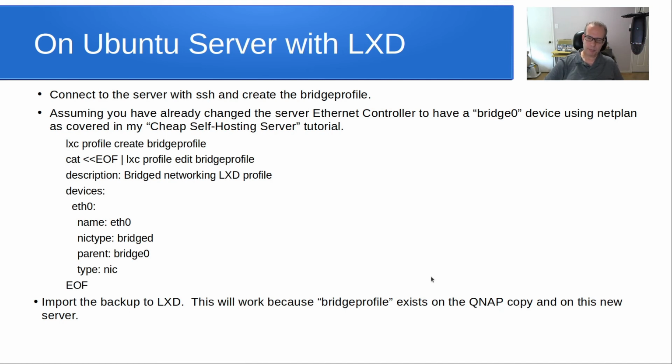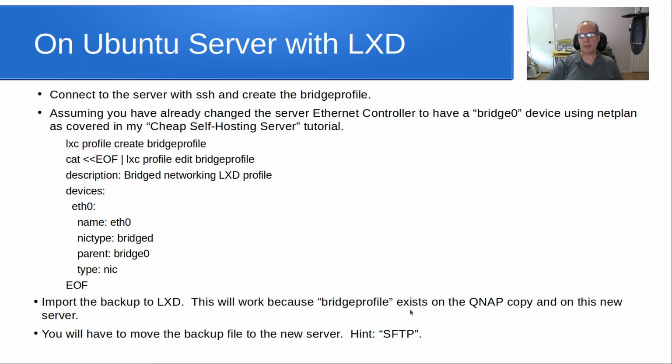So you're going to have to move the backup to the new server, and one of the hints is use SFTP, a simple file transfer protocol. I've got several videos where I talk about the use of SFTP and how easy it is to move files. But you're going to have to move the file from your QNAP over to this Ubuntu node before you can import it.